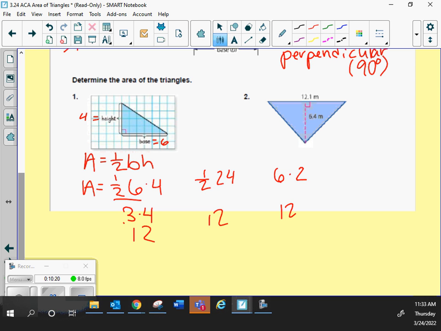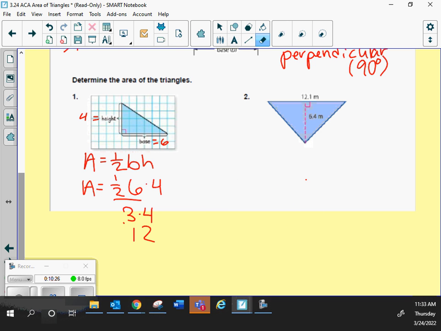If it's all multiplication, order does not matter because those properties tell us. Miss Lytle likes to get rid of her fractions as soon as possible. So if 6 was an odd number, but 4 was an even, I could do 1/2 times 4 and just get rid of that fraction. So from my answer 12, I'm missing something. Units squared.